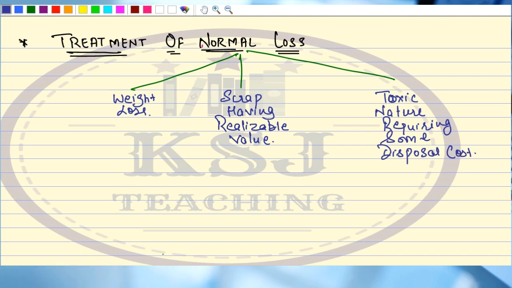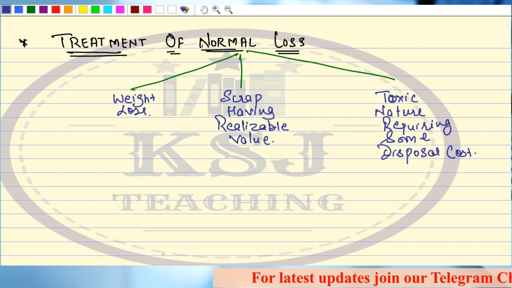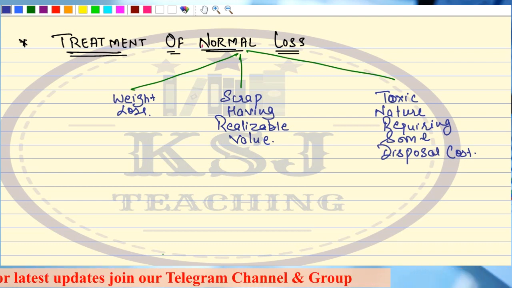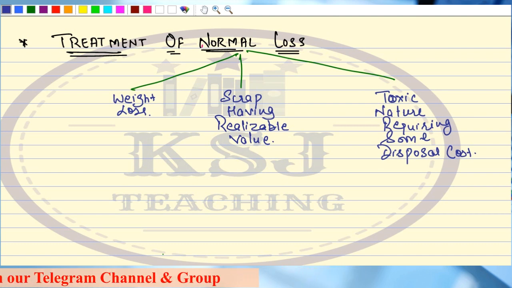Okay, so whatever the normal loss is, it can be in three forms. One is the weight loss, the other one is the scrap value having the realizable value, and the third one is in the toxic nature requiring some disposal cost. Now we'll discuss one by one.